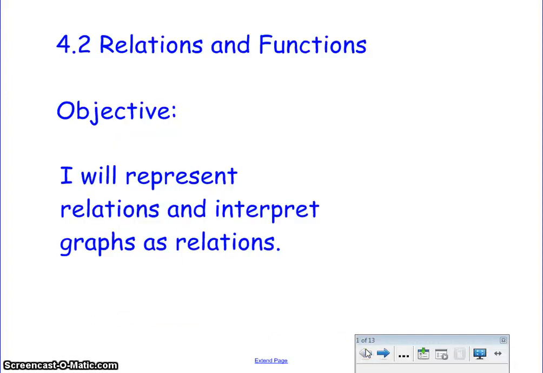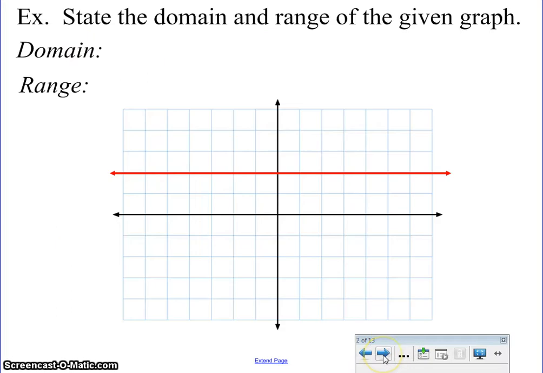All right, today we're going to go ahead and get into relations and functions. And our objective for the day: I will represent relations and interpret graphs as relations. So go ahead and get that written down. I'll give you a moment to get that written down, and then we'll move on. One more time, I will represent relations and interpret graphs as relations.